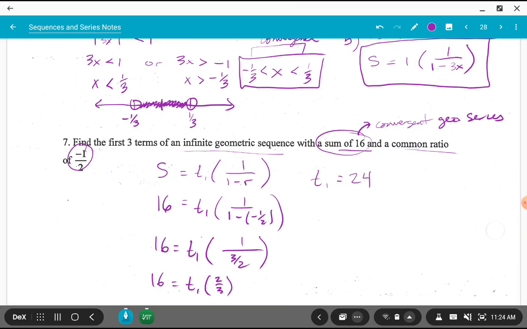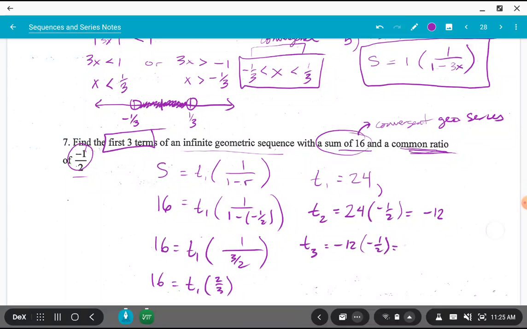Now that we know that t sub 1 is 24, keep in mind that if we want to find the first three terms, then t sub 2 means a common ratio of negative half. To get from t sub 1 to t sub 2, you take that value and multiply it by a ratio of negative half, so t sub 2 is going to give us a value of negative 12. T sub 3 is taking that value of negative 12 and multiplying it by negative half to get us a value of 6. Since we have those three values, that's it, we just needed to find the first three terms.